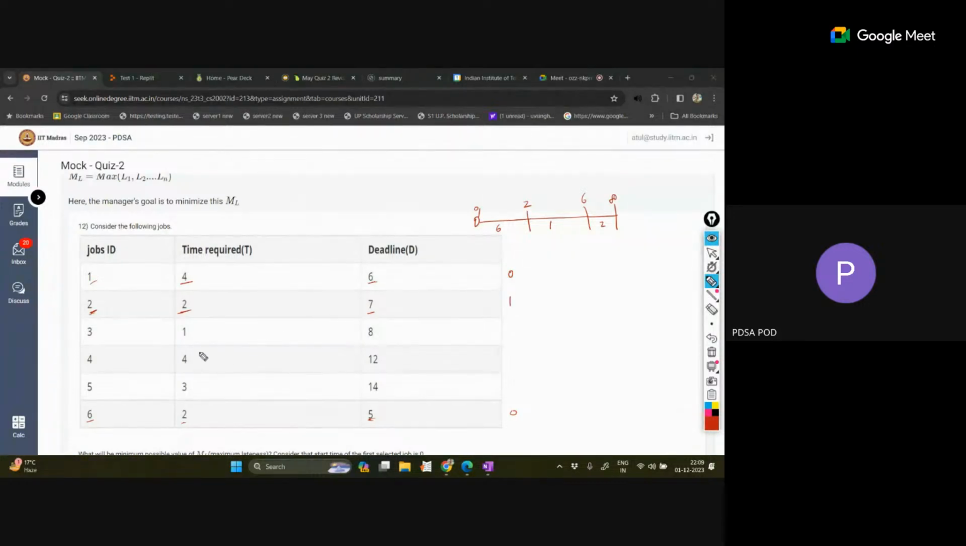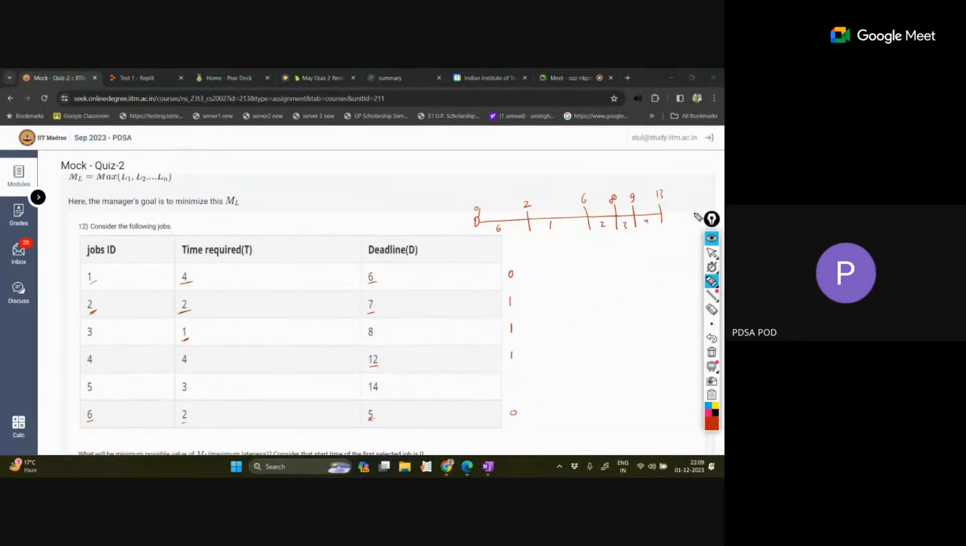After that, the next smaller deadline is 8, and the time required is 1, so we add and get 9. The finishing time is 9 but the deadline is 8, so 9 minus 8 is 1 for this. Next is the deadline 12 job. We add 4 here, so 9 plus 4 is 13. This is ID 4. We finish at 13 and the deadline is 12, so again we get a difference of 1.